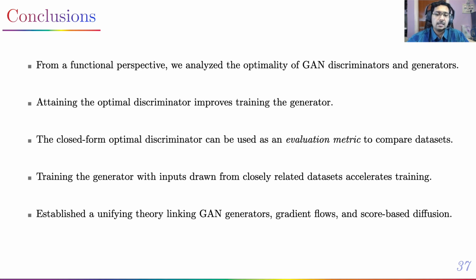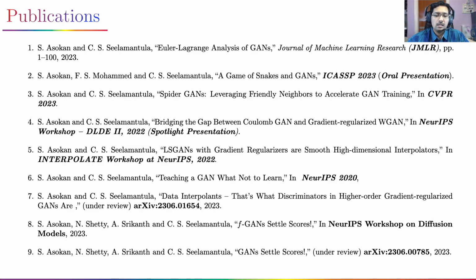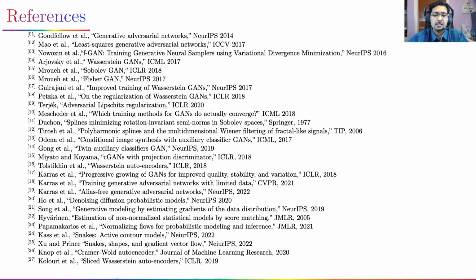Looking ahead, there is clearly a lot of scope in fleshing out the theory that unifies GANs, diffusion models, and score-based Langevin sampling approaches. One could certainly leverage insights from one field to improve another. These are the publications that came out of this work contributing to my PhD, and these are some of the key references cited across this talk.